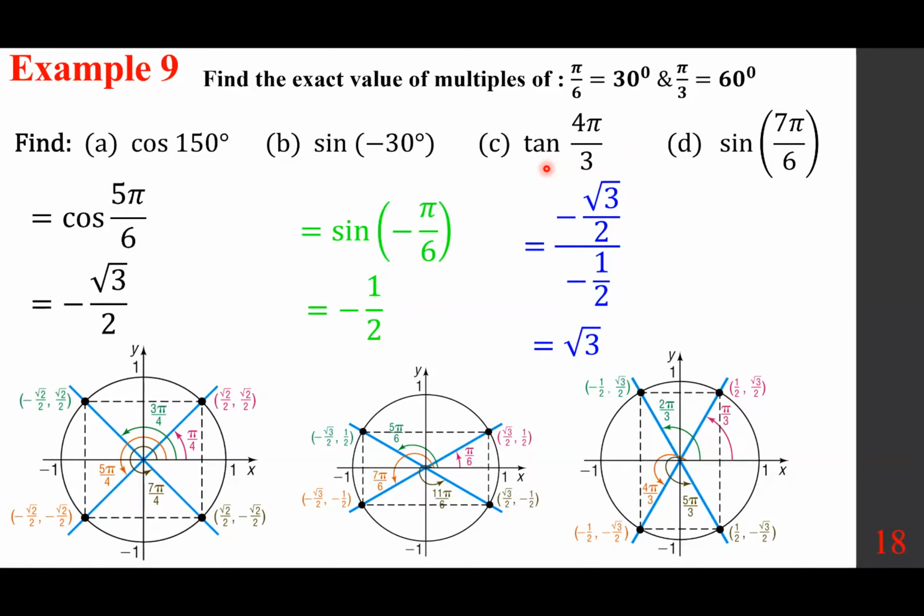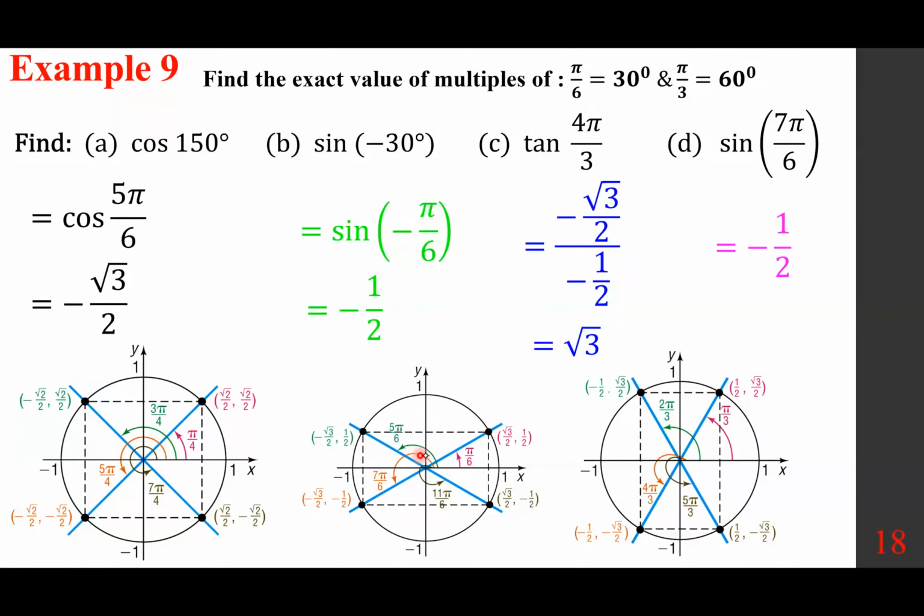Sine of 7 pi over 6. That puts us in the third quadrant. And in the third quadrant, both sine and cosine are negative. So think about pi over 6 as the reference arc. The sine of pi over 6 is 1/2. This is negative because it's in the third quadrant and therefore becomes negative 1/2. So pay attention to the quadrant of interest.